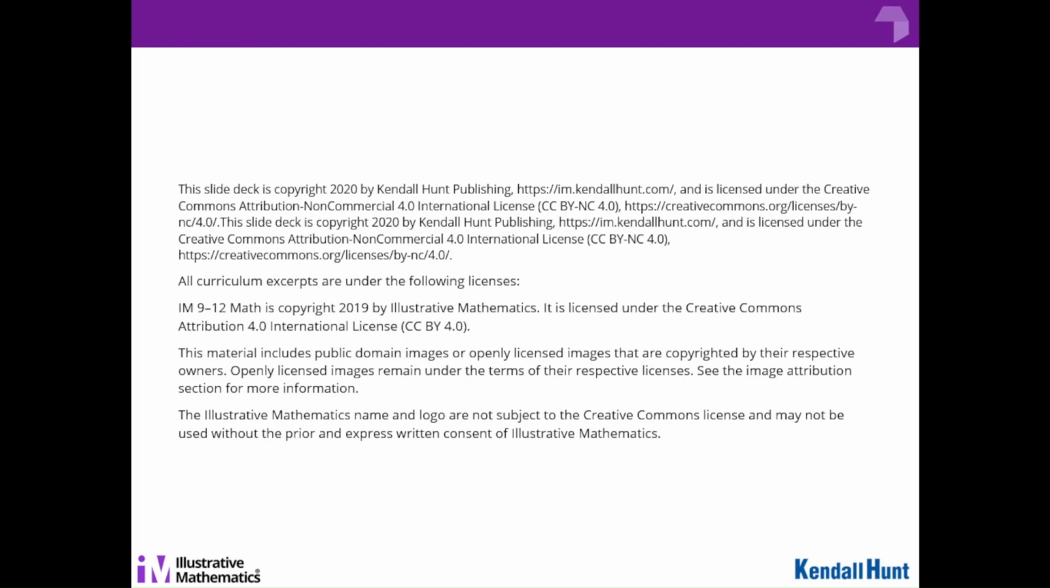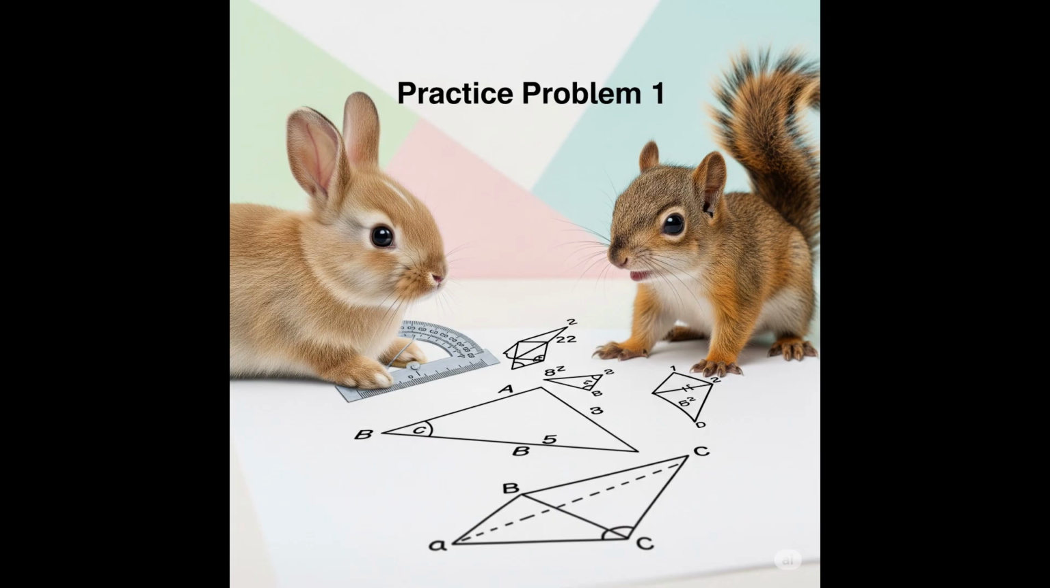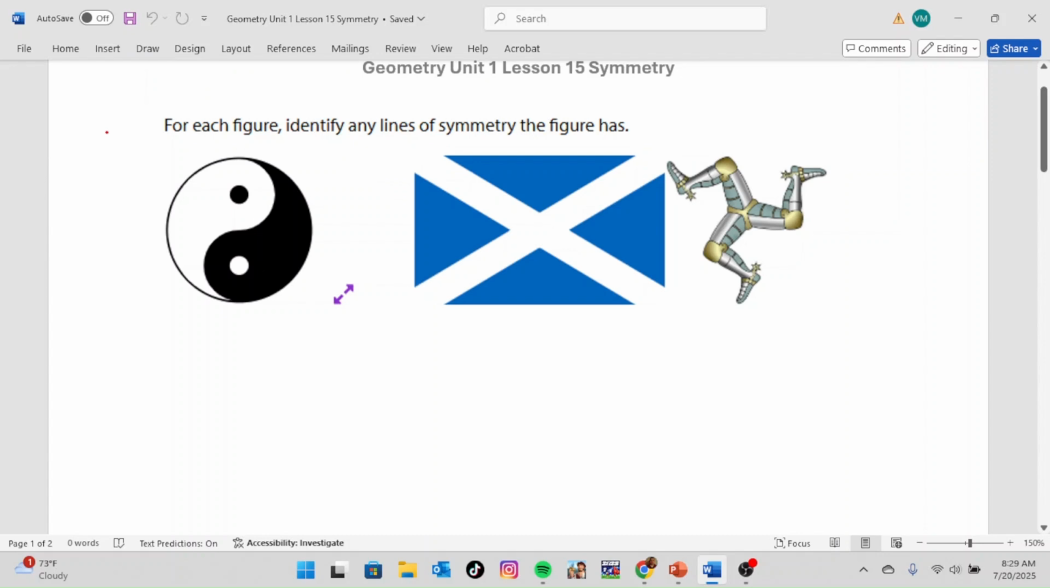Now that we've gone through the introduction of the lesson, let's go ahead and get started on the practice problems. Now we can start on the practice problems for lesson 15. For each figure, identify any lines of symmetry the figure has.